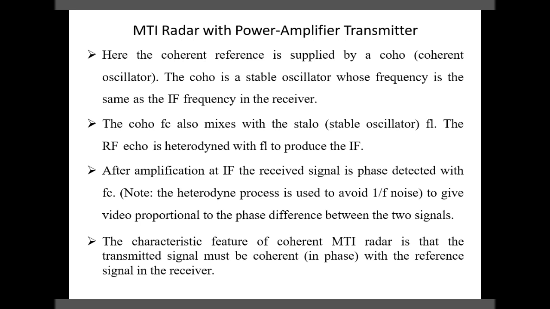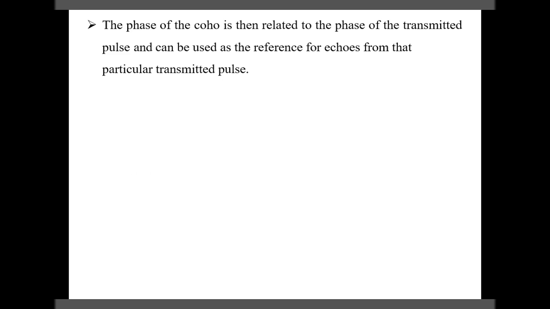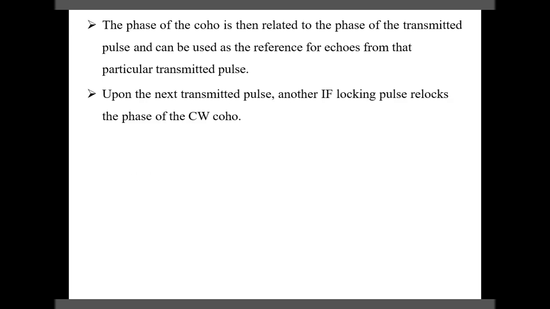The characteristic feature of this coherent MTI radar is that the transmitted signal must be coherent in phase with the reference signal and the received signal. The phase of the COHO is then related to the phase of a transmitted pulse and can be used as a reference for the echoes from that particular transmitted pulse. So now the coherent signal phase and the echo signal phase are compared. Upon the next transmitted pulse, another IF locking pulse relocks the phase of the CW COHO.